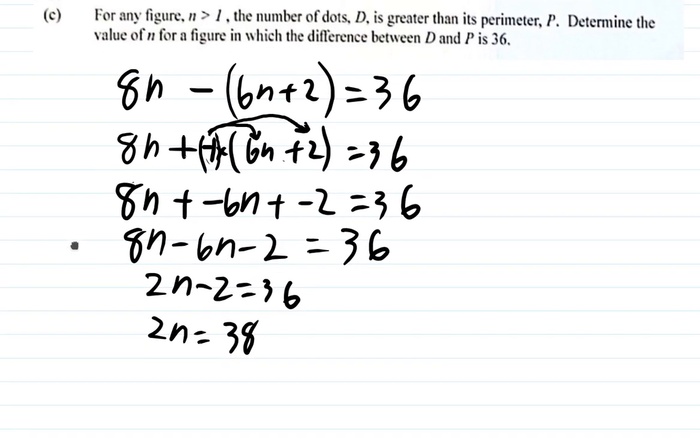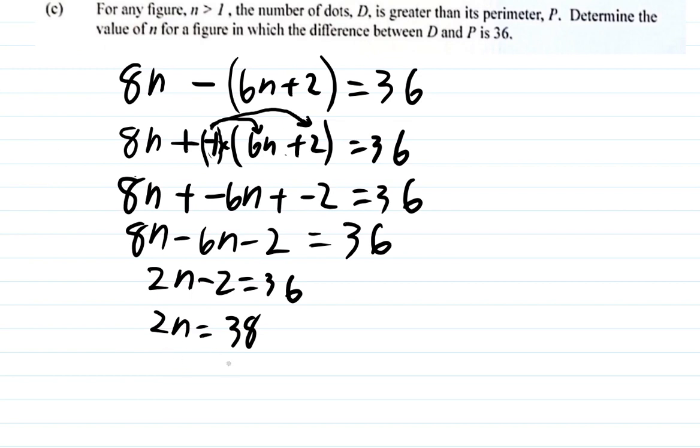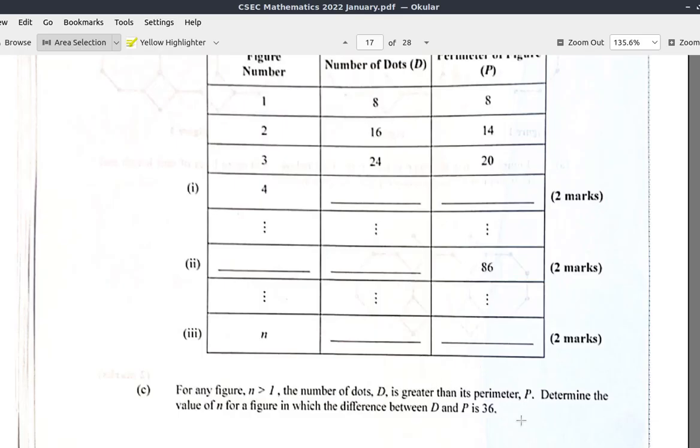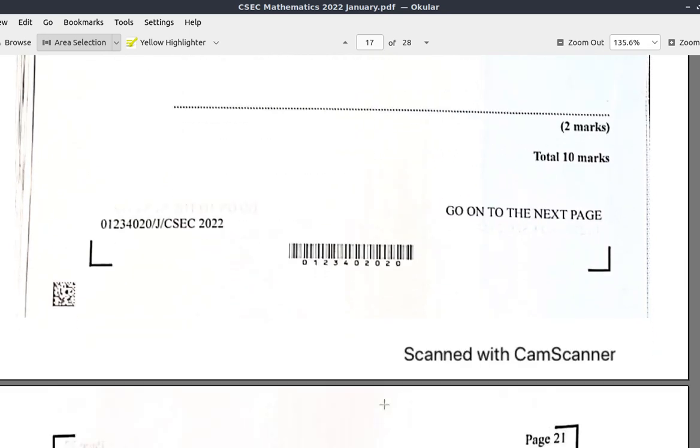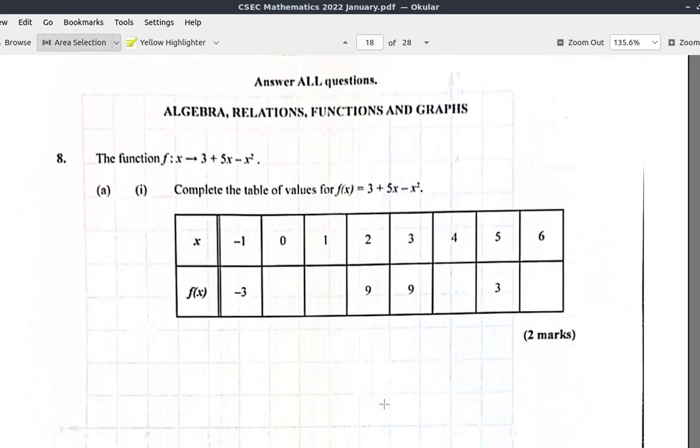And then after that, what happens? Divide by 2, n equals 19. So n would be 19 in that case. So they say determine the value of n in which the difference between D and P is 36. That's 19. Right? Okay, so that is the end of question 7. We'll look at question 8 next time.